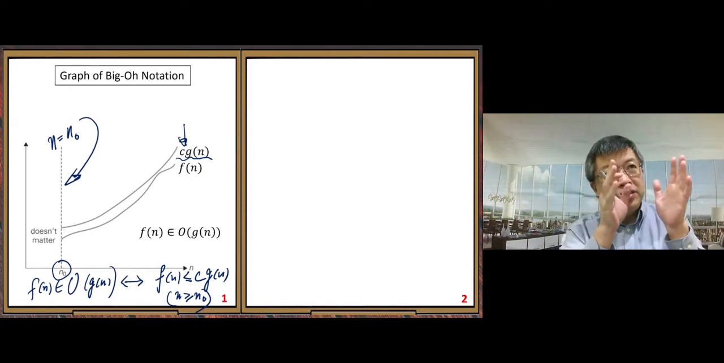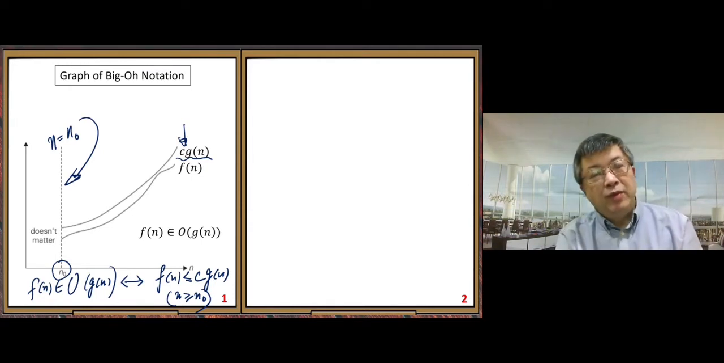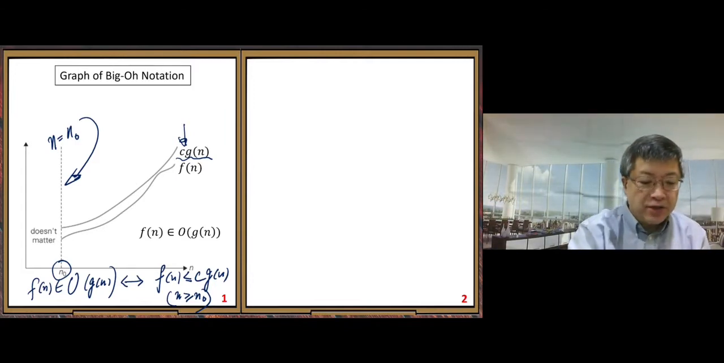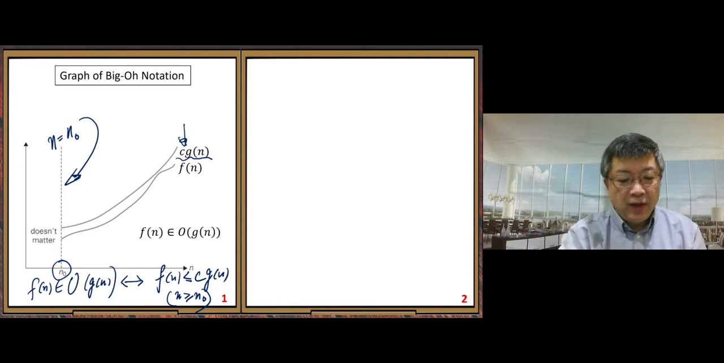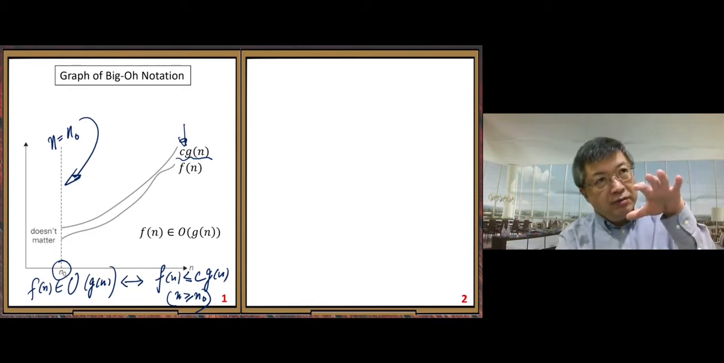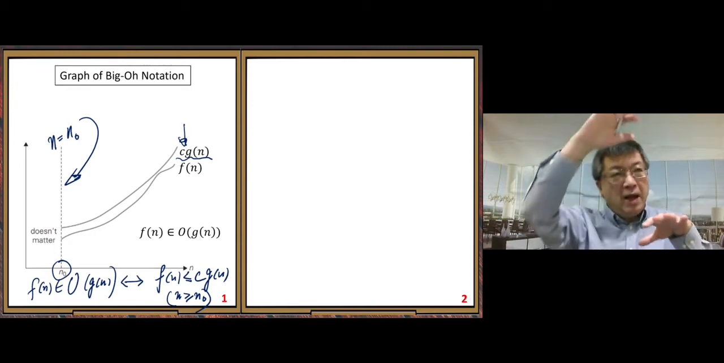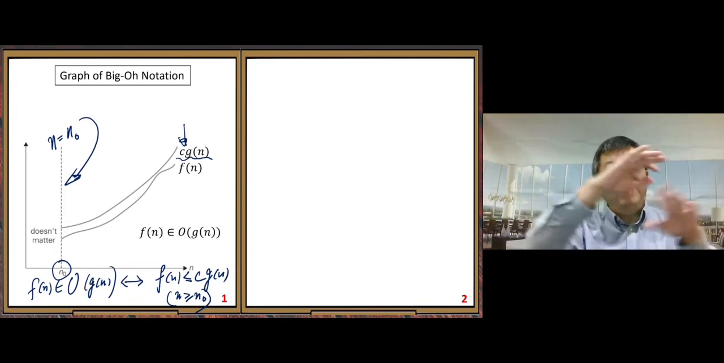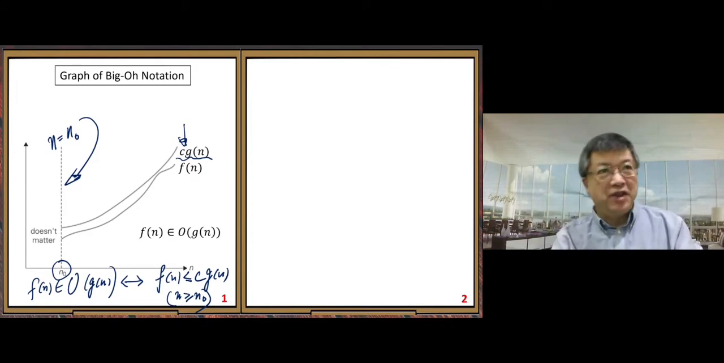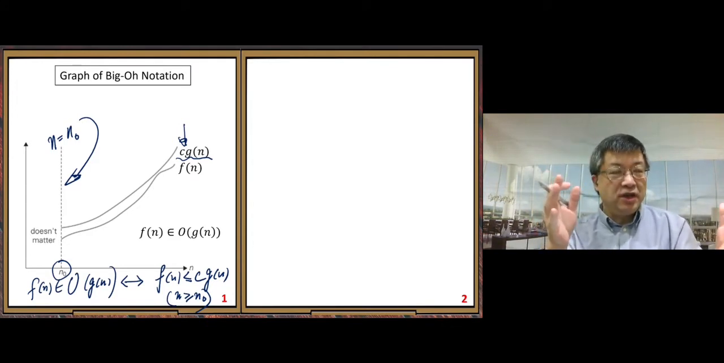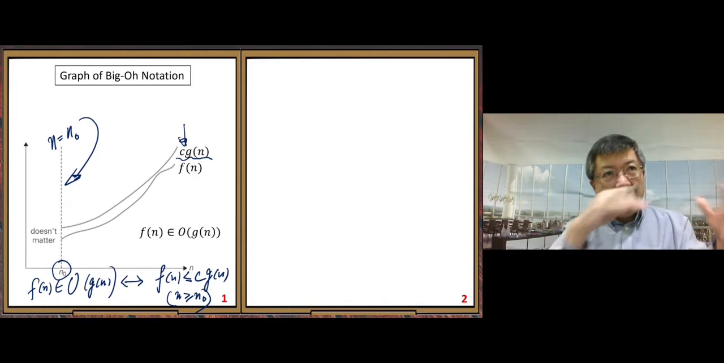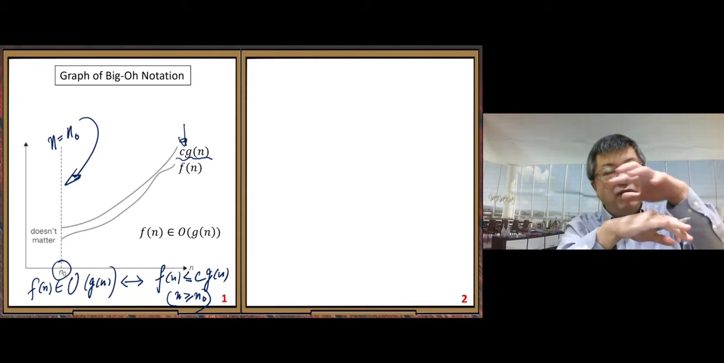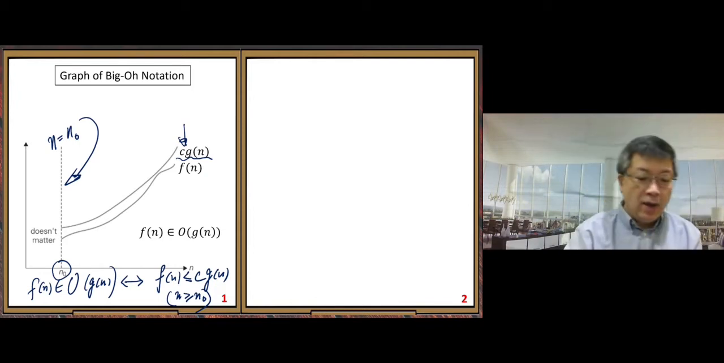This is the representation of this vertical line. After n passes this vertical line, then f of n has an upper bound. C times g of n is an upper bound of f of n. So that's the meaning. From the graph you can see the graph of f of n is under the graph of C g of n.